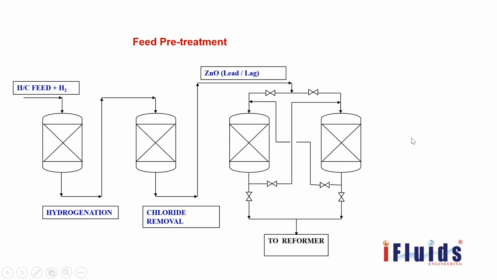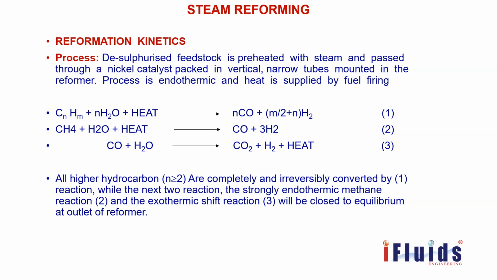Why should we pretreat the feedstock? That is very important. Sulfur and chloride components poison the reformer catalyst. Poisoning means inactivating or reducing the activity of the catalyst.